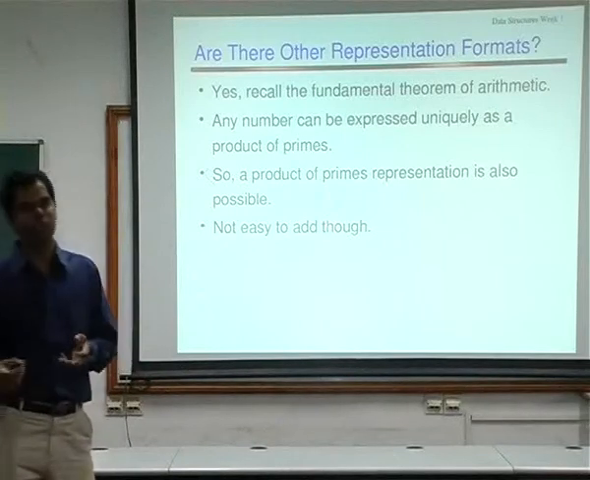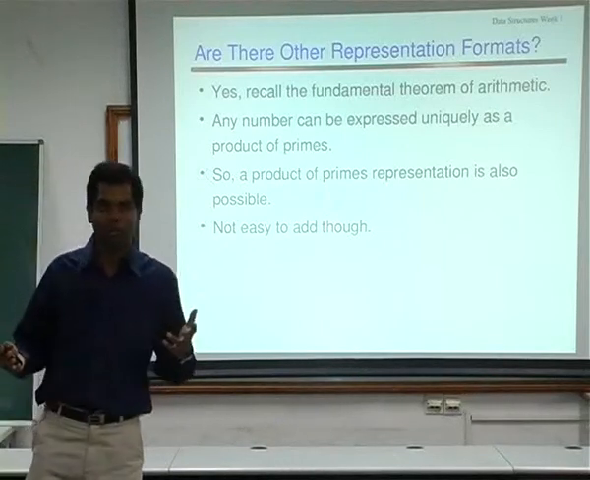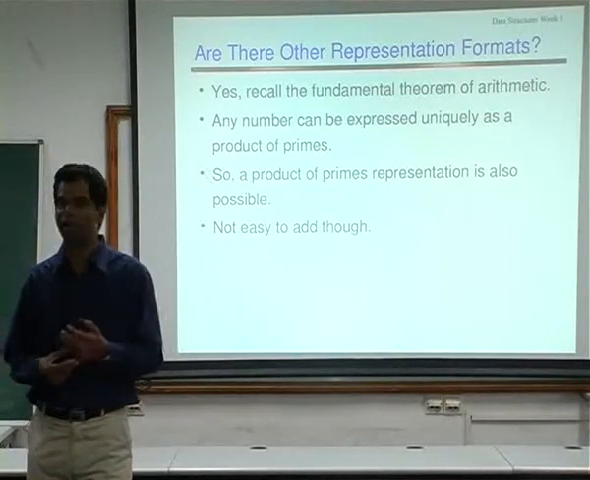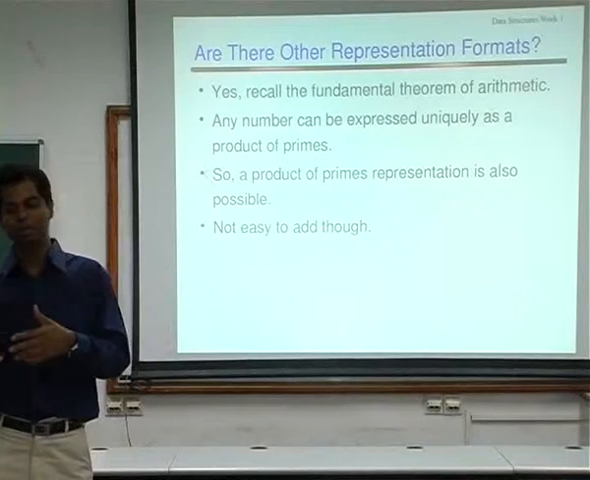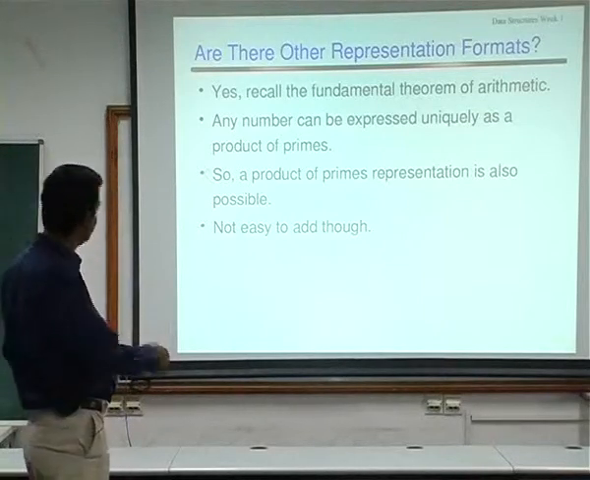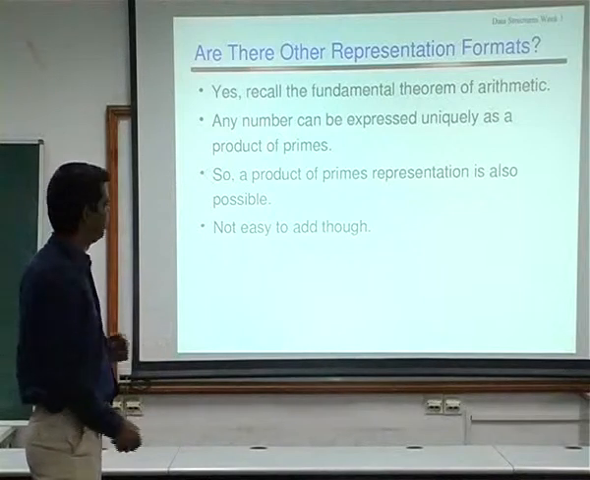I mean, in this case, consider 2 to the 3 and 3 to the 2. I don't know what you get when you add these two quickly in the same representation, right? So you may have to do some number factoring, so on and so forth, which is not very easy, right? So that's another system that you can think of.